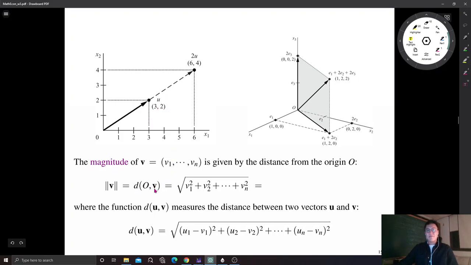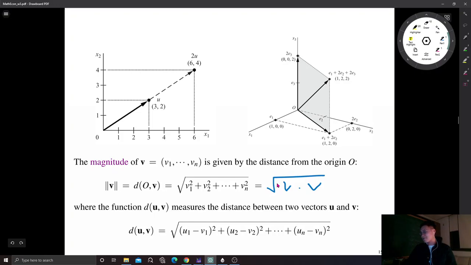But this definition can be extended to n-dimensional space. The distance function from the origin to a vector v defines the magnitude. The magnitude is denoted by double bars, so the double bars of v is the magnitude of vector v. That is the square root of the summation of each component squared. Using the dot product, we can rewrite this as the square root of v dot v.